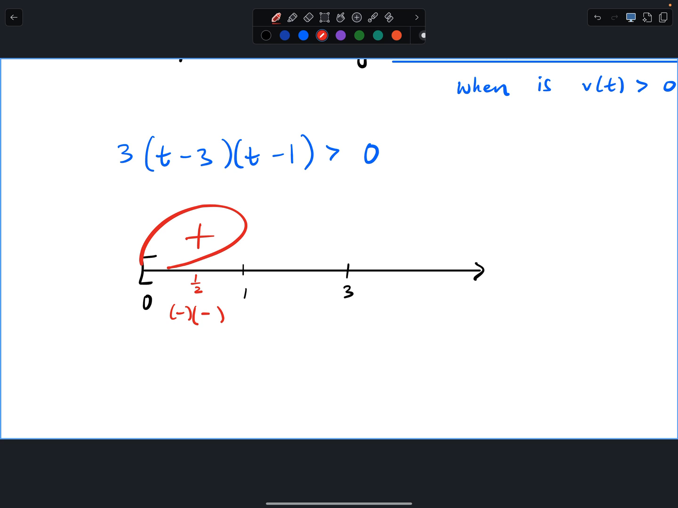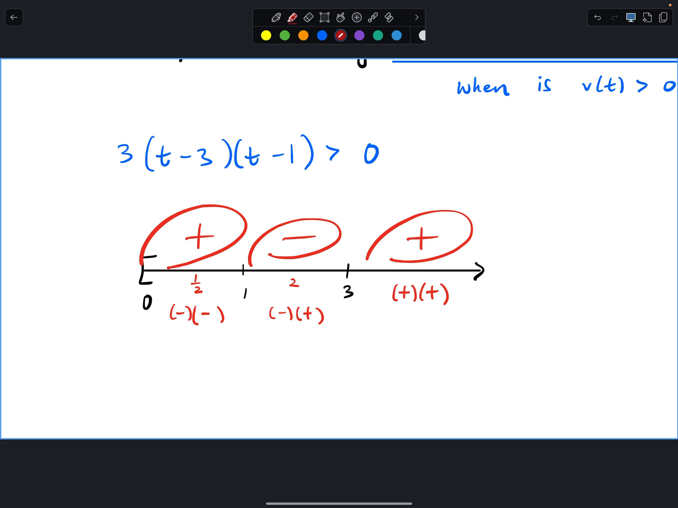What's a really nice number to choose between 1 and 3? 2. If I plug in 2, what's 2 minus 3? Positive or negative? Negative. If I plug in 2, 2 minus 1, what's a negative times a positive? Negative. Okay? If I plug in 55, anything that's bigger than 3. I like to be dramatic and pick something really big. So 55. 55 minus 3, positive. 55 minus 1, positive. A positive times a positive gives me a positive. So if we want to know when this thing is positive, I'm going to highlight where we have pluses on our number line.